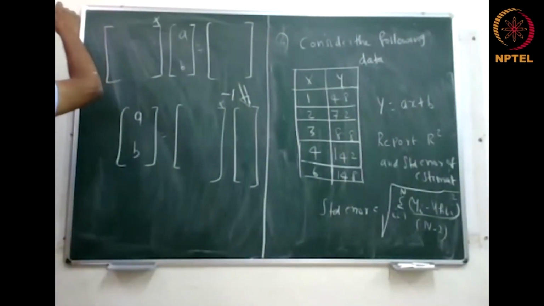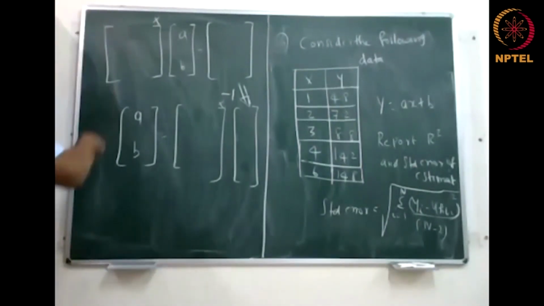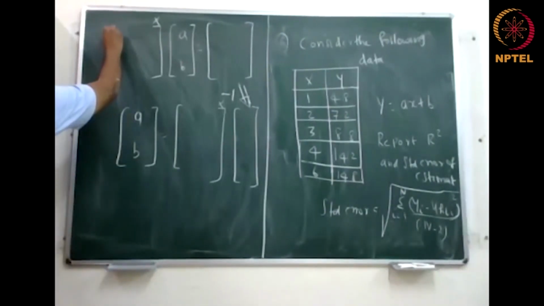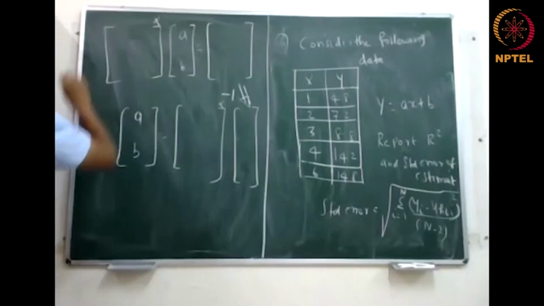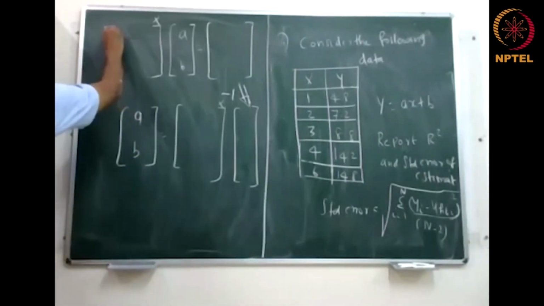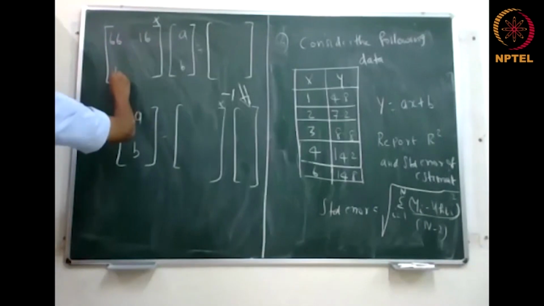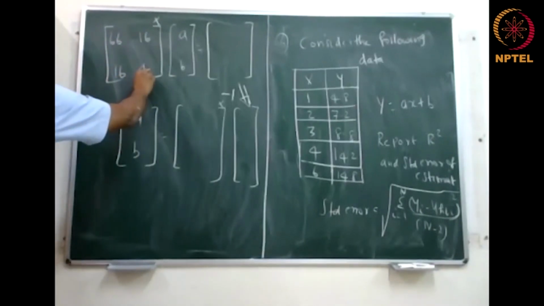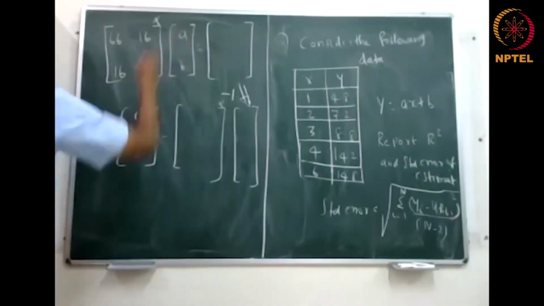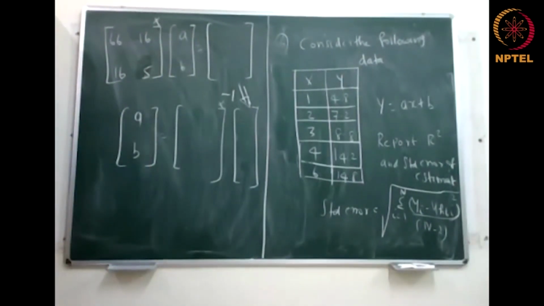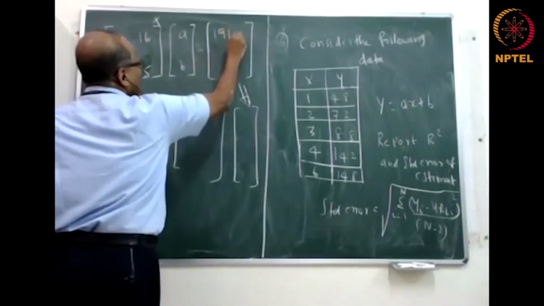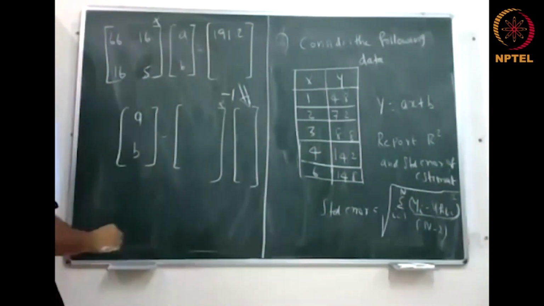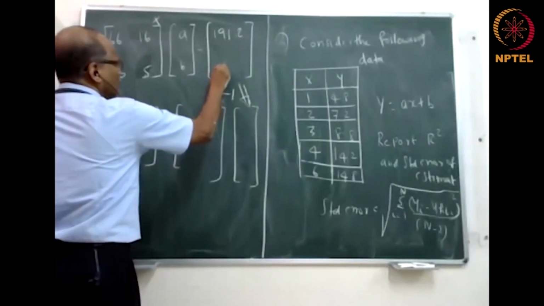A11. As in the XZ matrix, is it? No. Z transpose Z. Sir, Z transpose Z, that matrix. Yes, sir. 66, 16, 16, 5. Is it correct? Yes, sir. 66. A12 is 16, A21 is 16, A22 is 5. Very good. This one? Z transpose Y is 191.2 and 49.8. Very good.